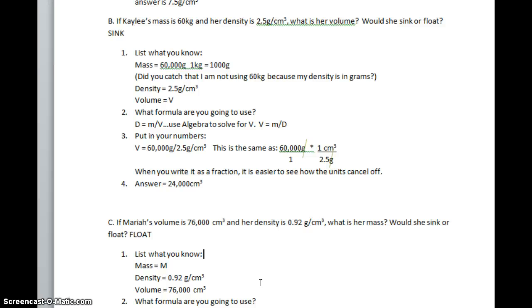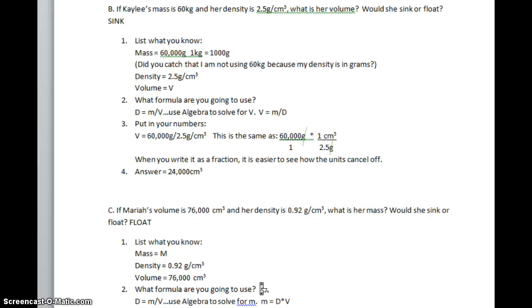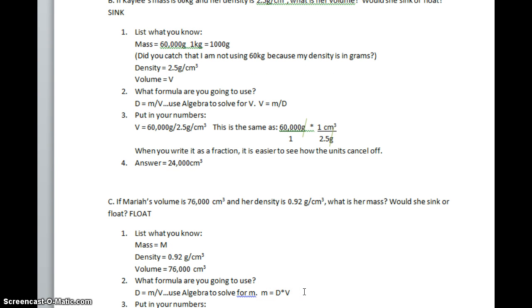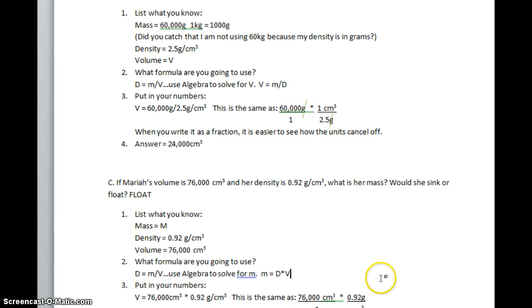Again, if you're doing this along with me, hit pause and give me your whole answer. So we are going to, with our algebra, get the formula mass equals density times volume. Now put in your numbers. 76,000 centimeters cubed times 0.92 grams per cubic centimeter is going to equal our mass.